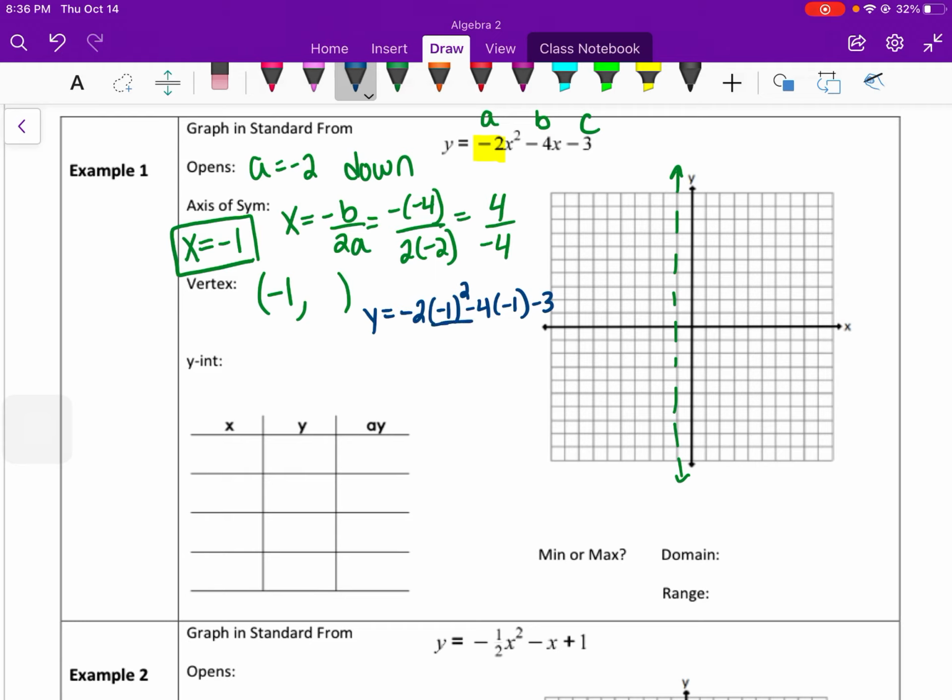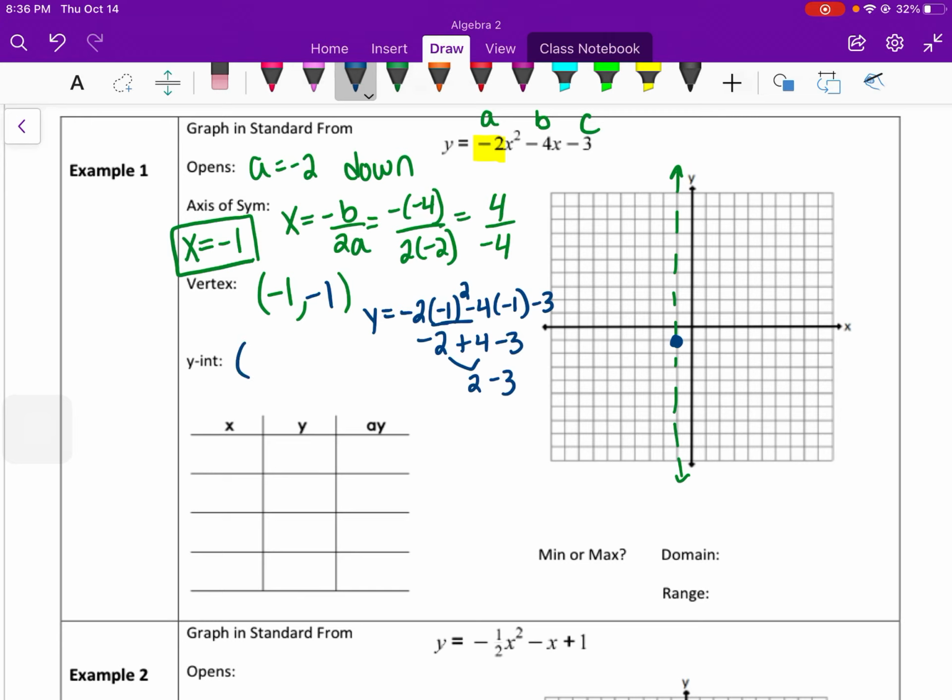Because negative 1 squared is 1, times negative 2 would be negative 2. And then negative 4 times negative 1 would be positive 4. And then minus 3. So I'd get 2 minus 3. I'm ending up with negative 1. So graphing my vertex at negative 1, negative 1.